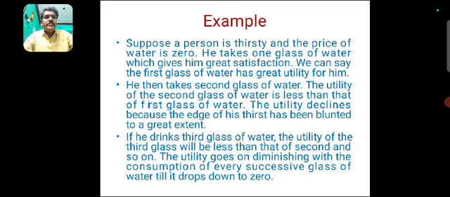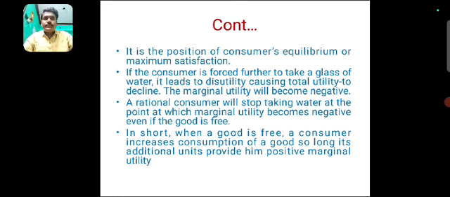If he drinks a third glass of water, the utility of the third glass will be less than that of the second, and so on. The utility goes on diminishing with the consumption of every successive glass of water till it drops down to 0. It is the position of consumer's equilibrium or maximum satisfaction.